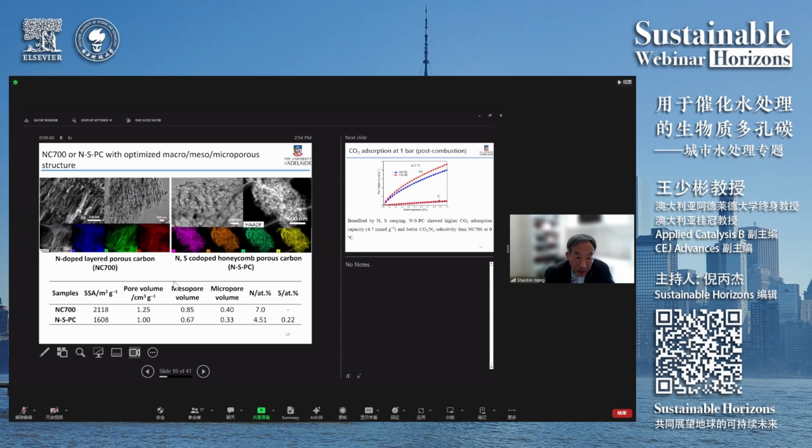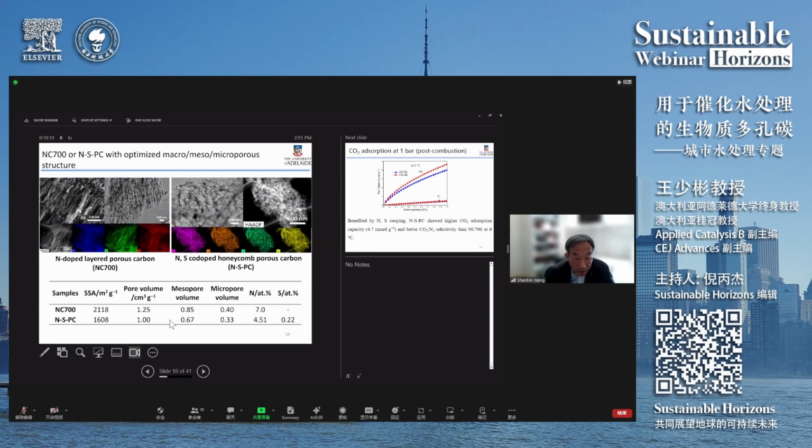We can see from the microscopy that the structures of these are porous carbon. For the nitrogen doped carbon, we see clearly the layered structure, but for the nitrogen and sulfur co-doped carbon, we got the honeycomb structures. For these two different structured materials, we can also see that they have very high surface area and also cross-linked structure.